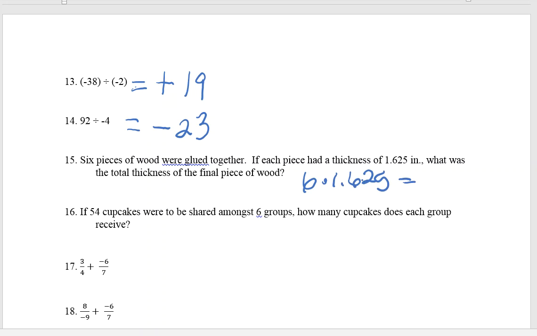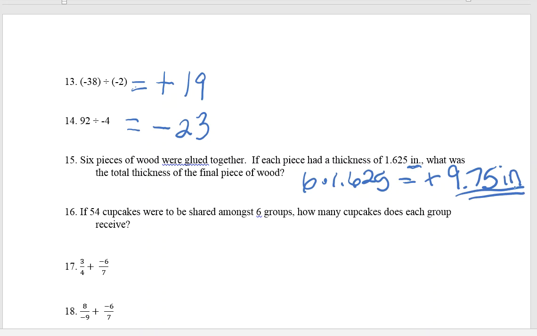Since I have a positive and a positive, they're the same. My answer is a positive number. You don't have to write the positive symbol. Then I'm going to grab my handy calculator. 6 times 1.625 gives me an answer of 9.75. Whenever you're doing situations, you should always label your answer if possible. This problem is working in inches, so I want to make sure I label it in inches.